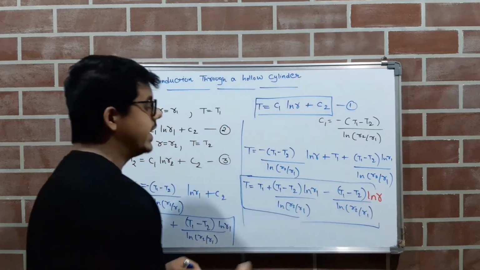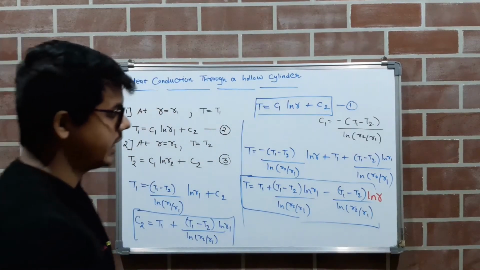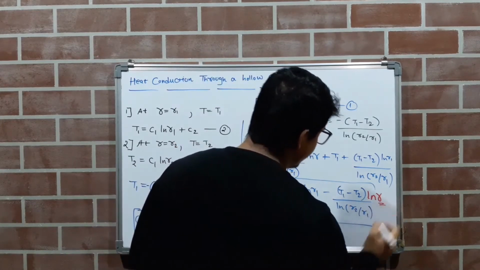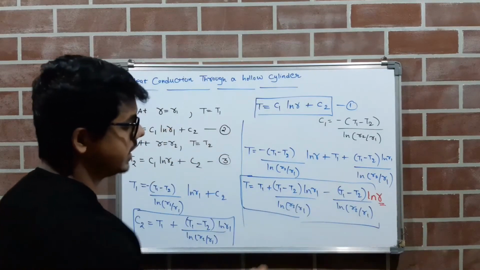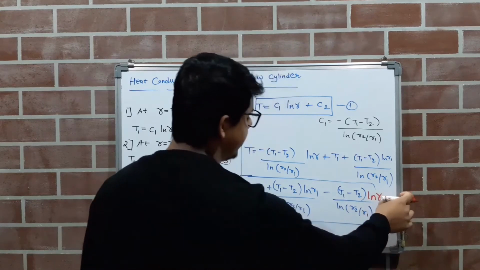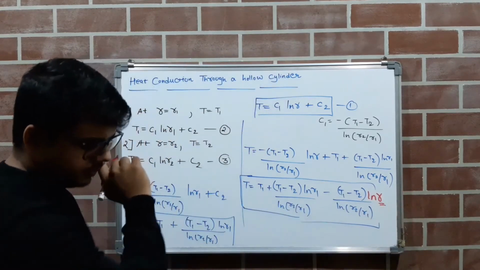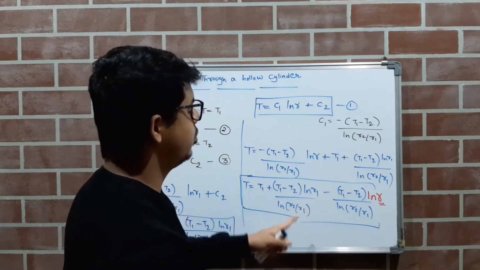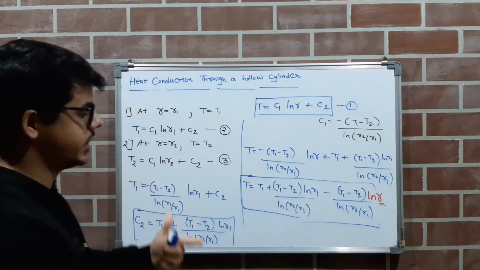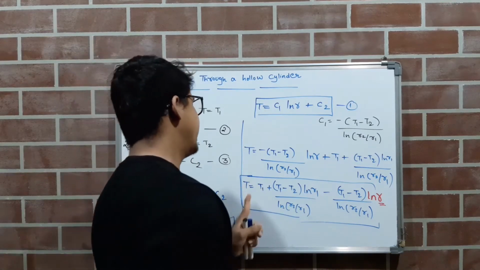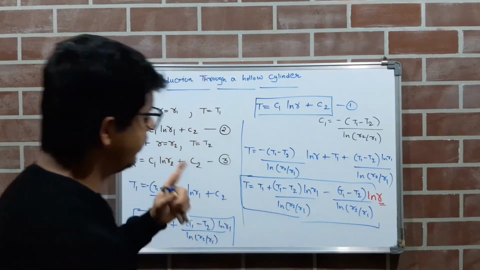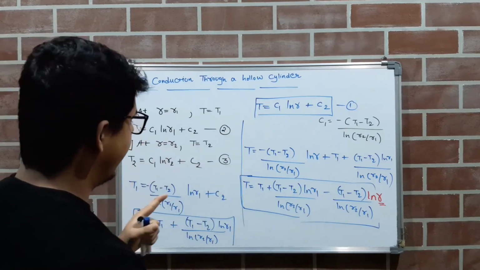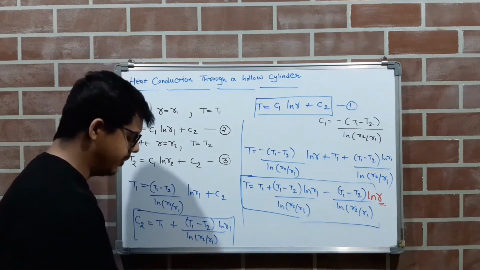So to find the temperature at a point 6 centimeter from the center, you will put the value 6 in this equation, in this r. So in place of r you will put 6, and instead of r1 and r2 you will put the values which are given in the equation, right? So you can find the temperature at any point inside the cylinder using this equation. Now I will give the dimensionless form.